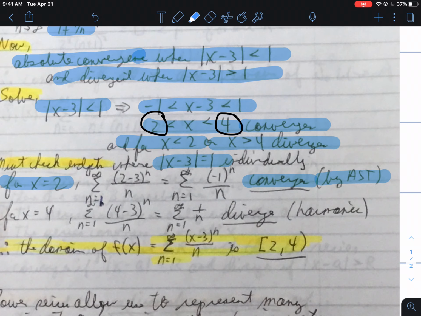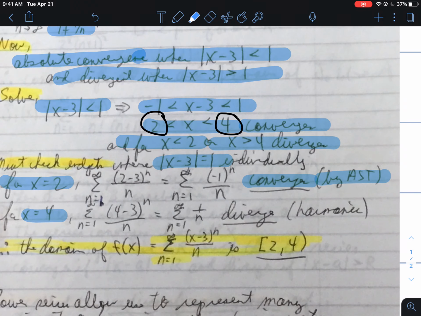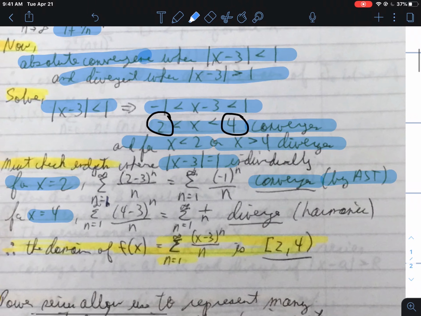And then I plug in x equals 4. That's the other endpoint of our interval. And for x equals 4, I then get the sum as n goes from 1 to infinity of 4 minus 3 to the n over n, which is the sum as n goes from 1 to infinity of 1 over n. Now that's our divergent harmonic series, right? So again, you're going to have to rely upon what you know from previous tests for convergence of series.